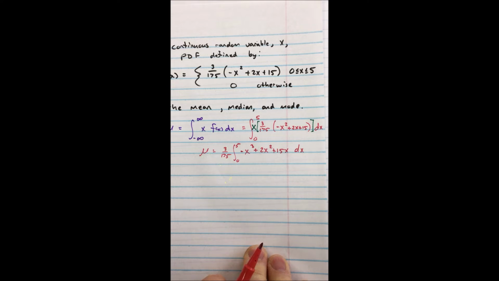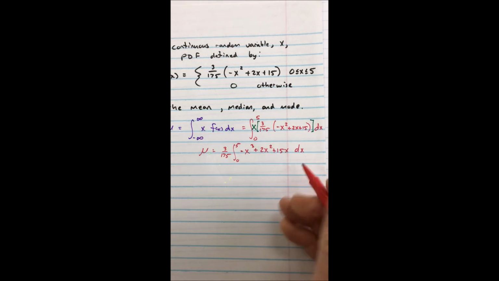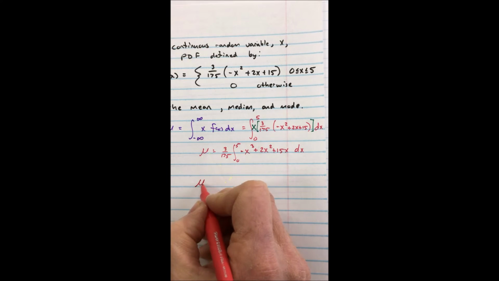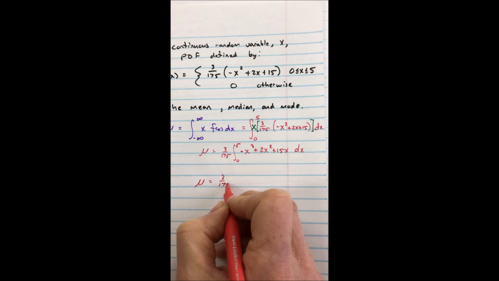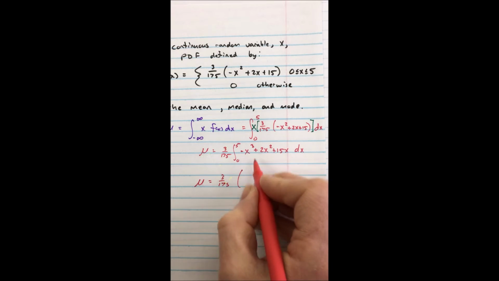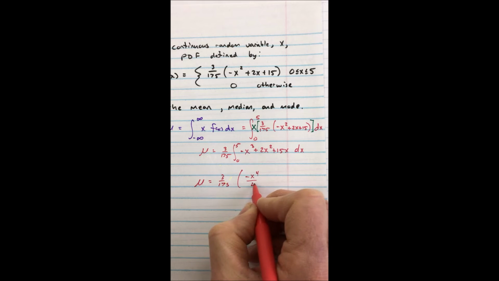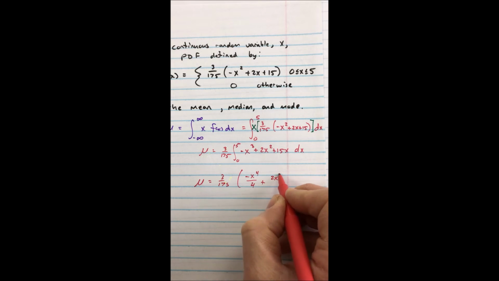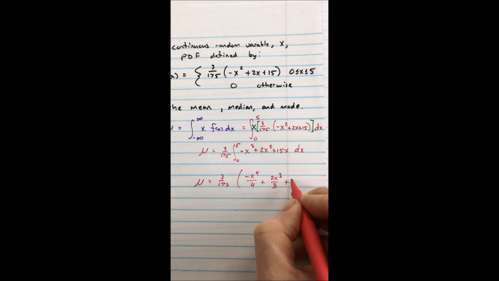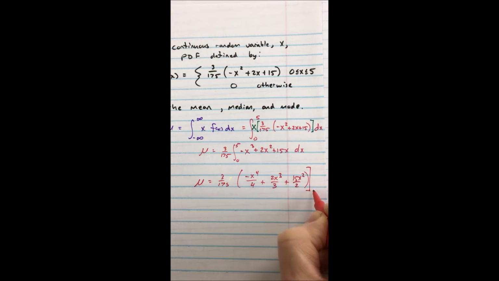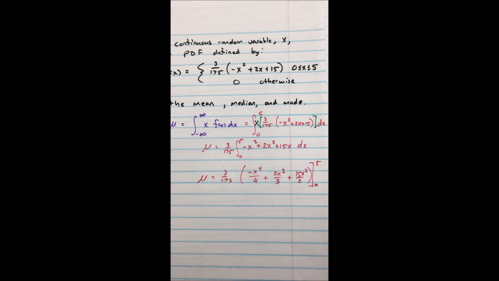Okay, so that would be my first thing. When I integrate this, I can just use my polynomial rule. So I'm going to get 3 over 175 times negative x to the 4th over 4 plus 2x cubed over 3 plus 15x squared over 2, all evaluated from 0 to 5. For the sake of time, I'm going to go ahead and just finish this up on the calculator.